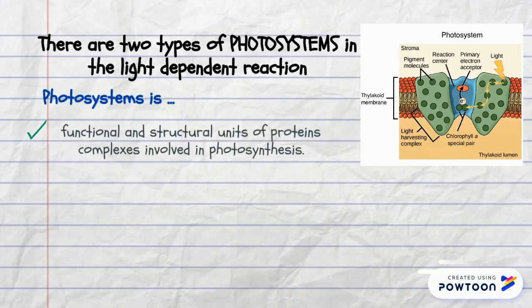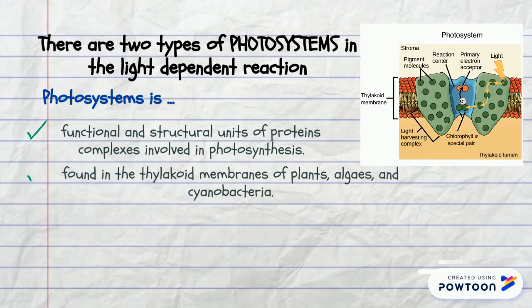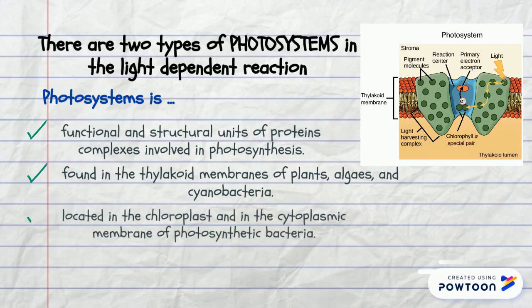Photosystems are functional and structural units of protein complexes involved in photosynthesis, found in the thylakoid membranes of plants, algae, and cyanobacteria, located in the chloroplast and the cytoplasmic membrane of photosynthetic bacteria.